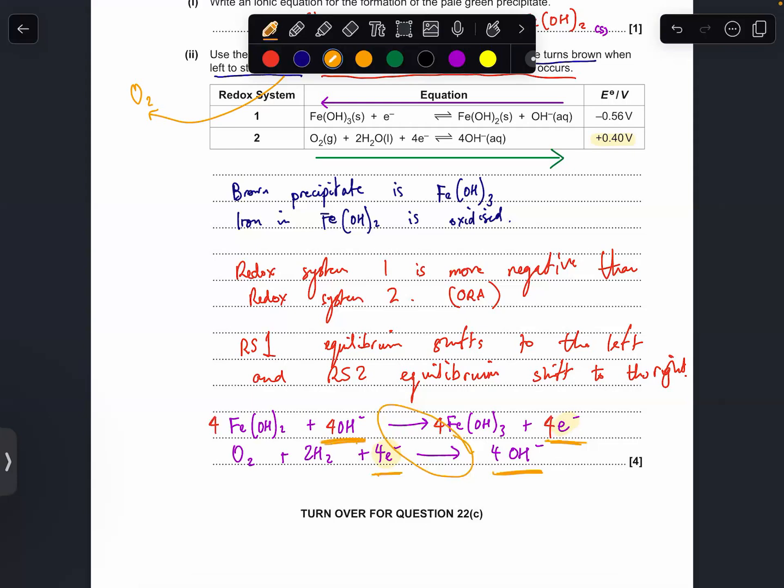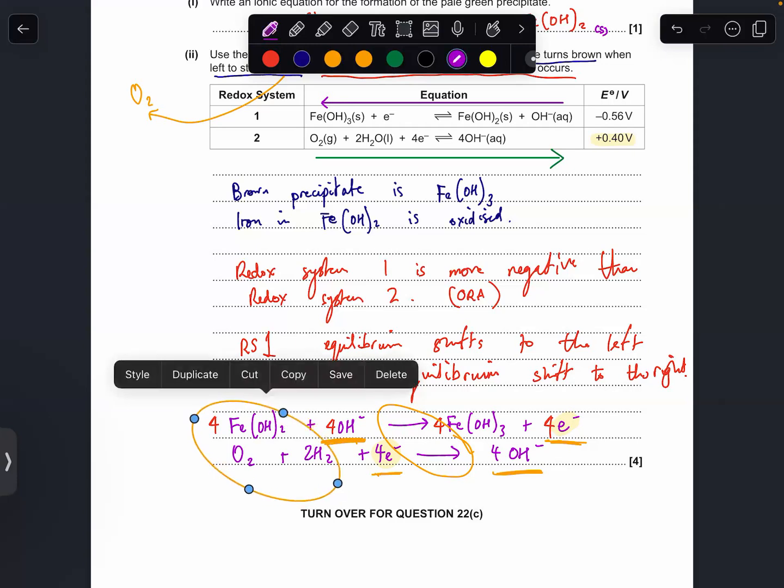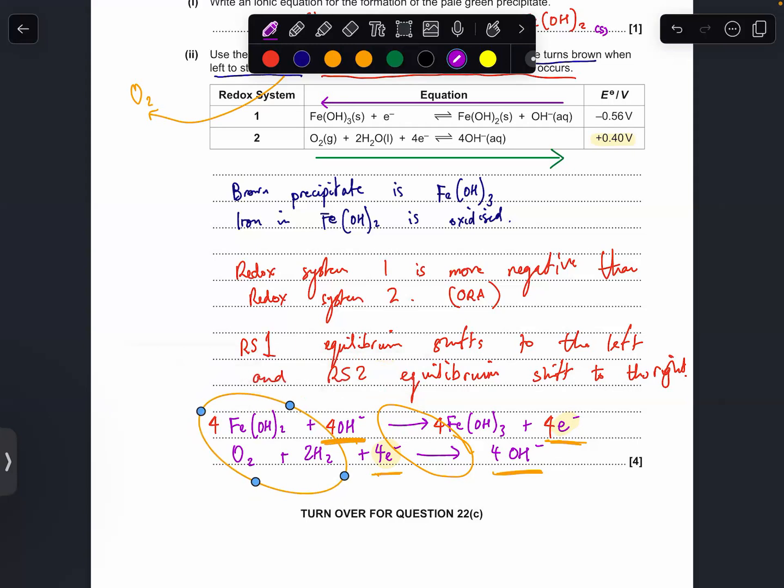So you've got 4 iron 2 hydroxide plus O2 plus 2 H2O, and goes on to produce iron 3 hydroxide. And that's it. That's your overall equation. Let me highlight that. This plus this plus this goes on to give you this. That's your overall equation, because the others cancel out.